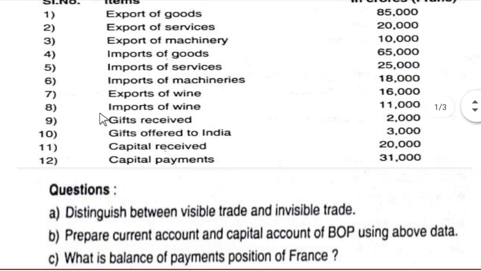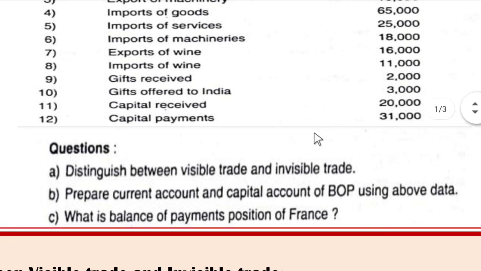And on this basis, three questions are asked. Which are these? Question A: distinguish between visible trade and invisible trade. B: prepare current account and capital account of balance of payments using the above data. So this question purely belongs to the above data. And then C: what is the balance of payments position of France?